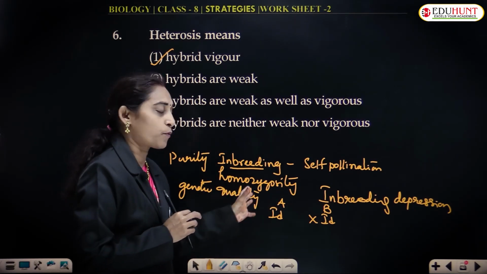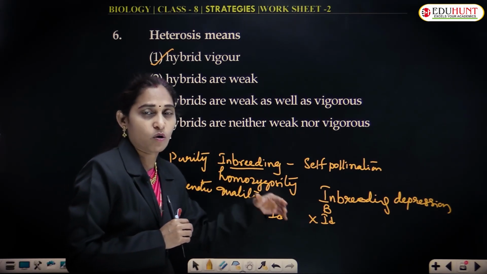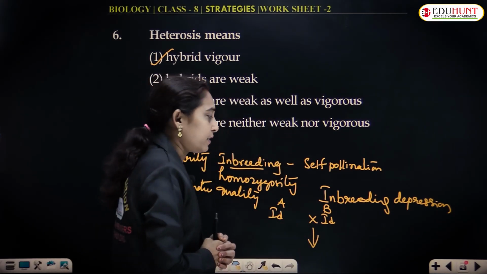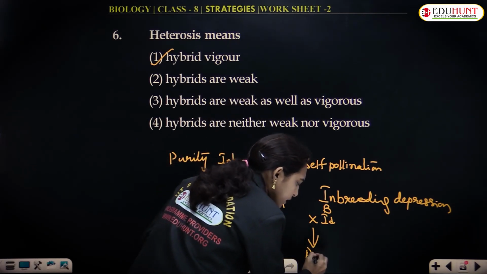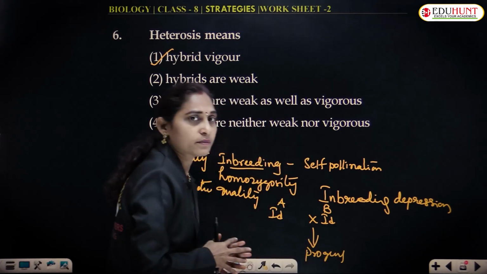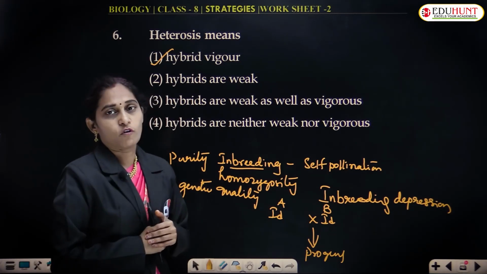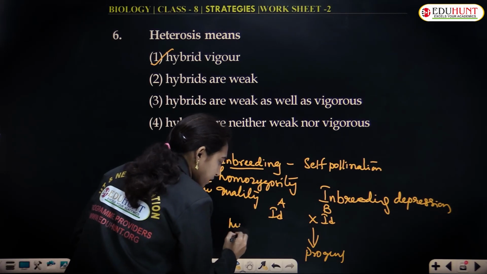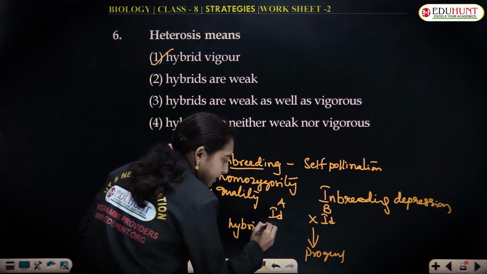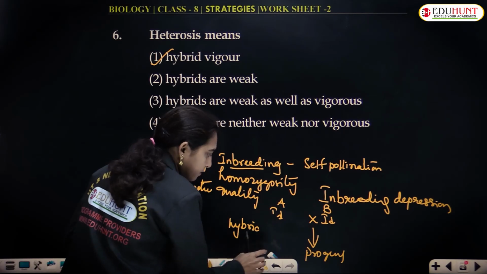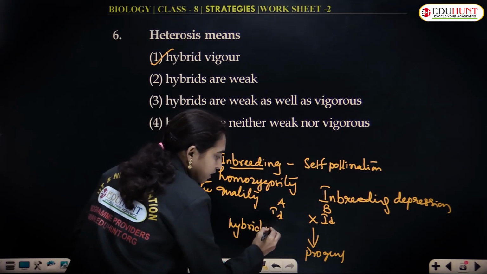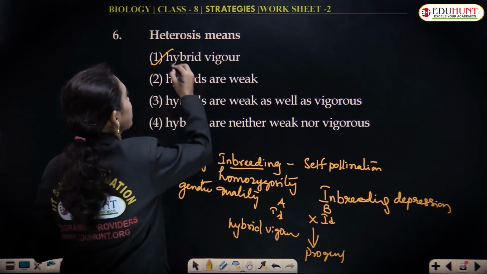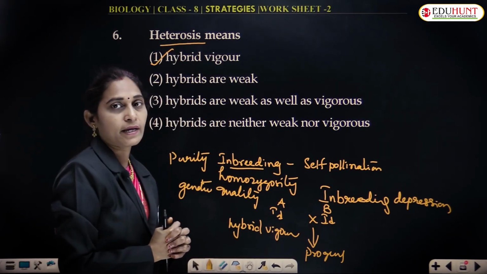If we cross these two progeny with reduced performance, then surprisingly it gave progeny with more performance than their parents. This is called hybrid vigor, or heterosis. This should be known by everyone.